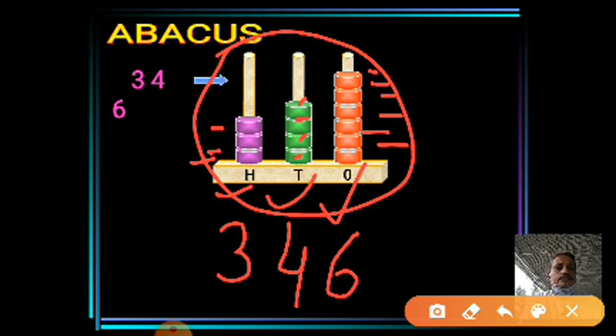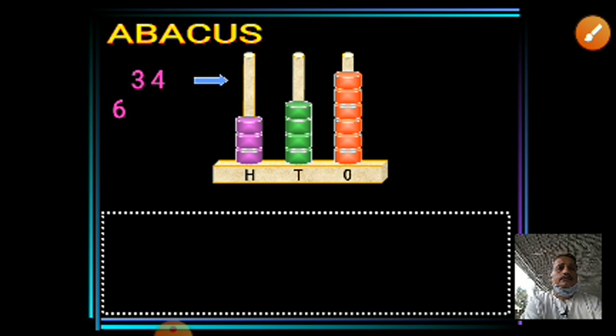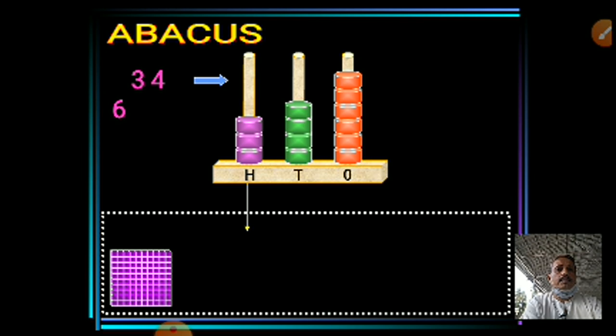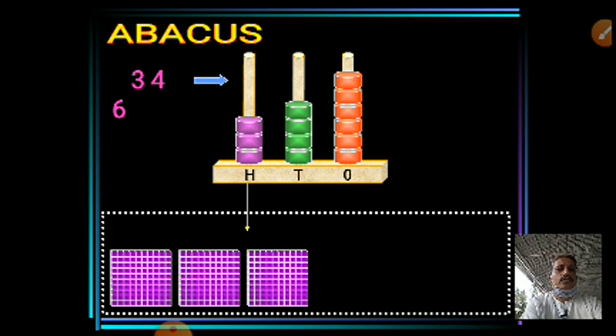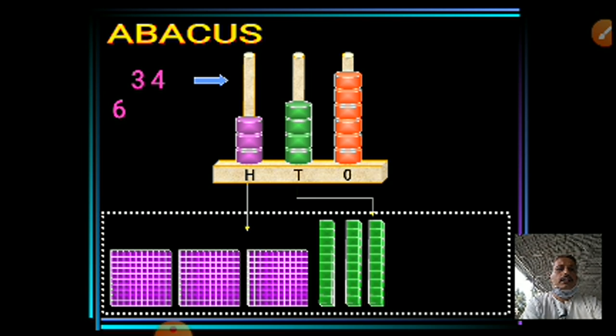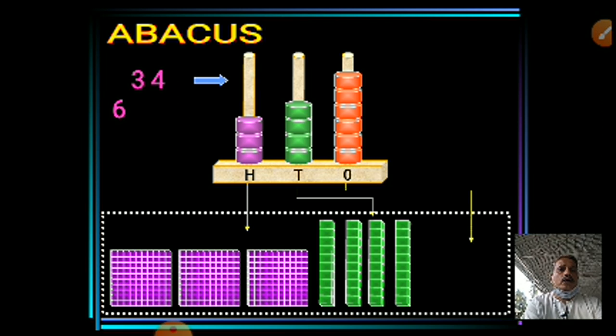Okay, let's move. This is shown as the 100 place. So there are 3 groups of hundreds shown. In the same way, for tens, there are 4 tens groups shown in green color, and there are orange color beads of 6 numbers.